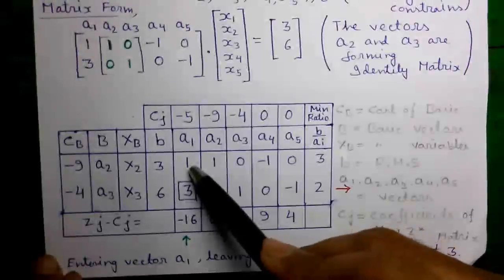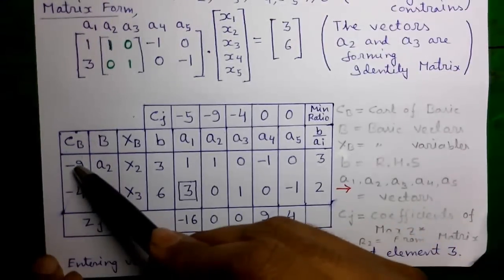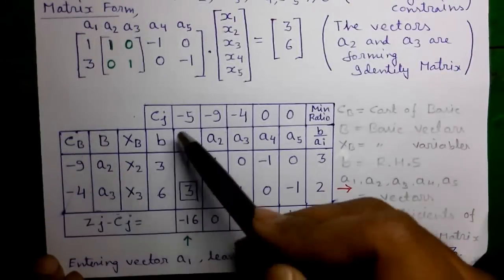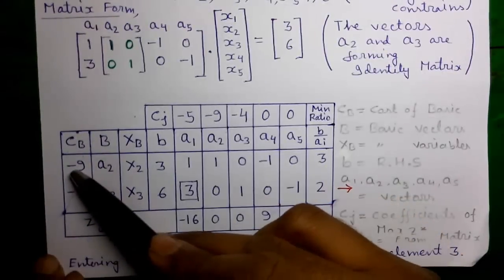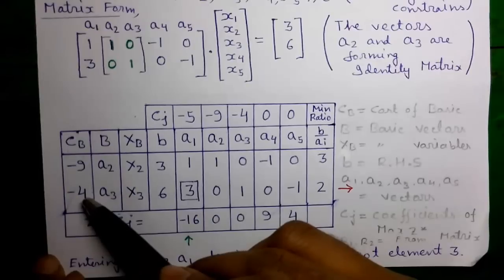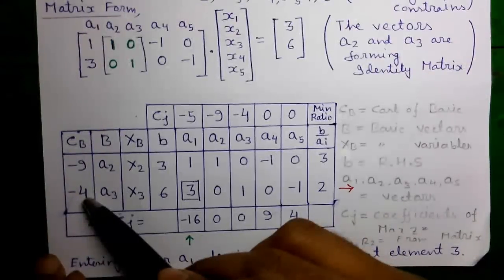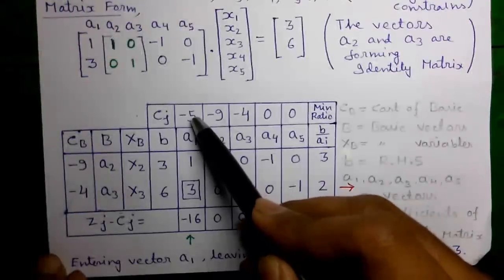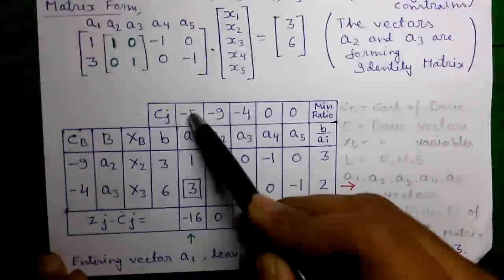So let's start the calculation. First we multiply this number into this number, plus this number into this number, minus the number above. So let's do it. 1 into minus 9 is minus 9, plus 3 into minus 4 is minus 12. So minus 9 plus minus 12 is minus 21, and minus of minus 5 is plus 5. So minus 21 plus 5 is equal to minus 16.